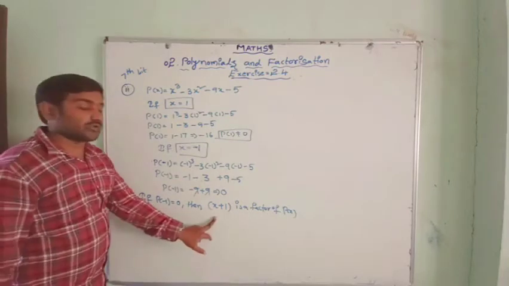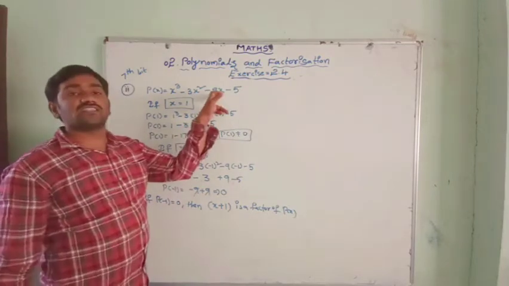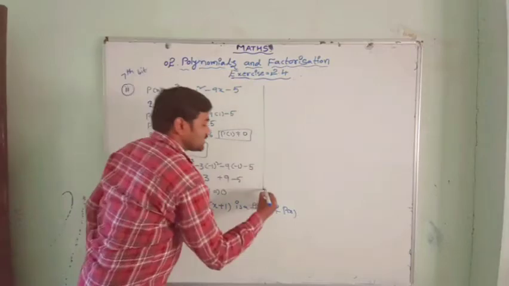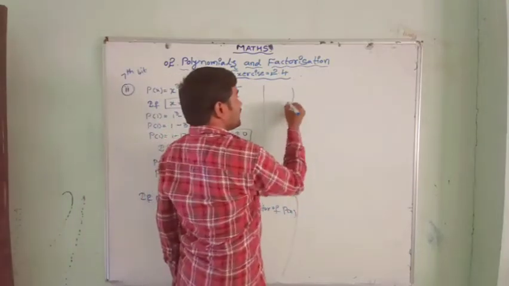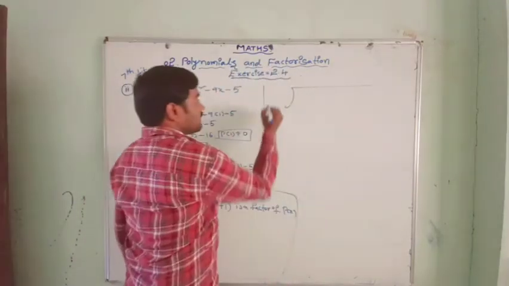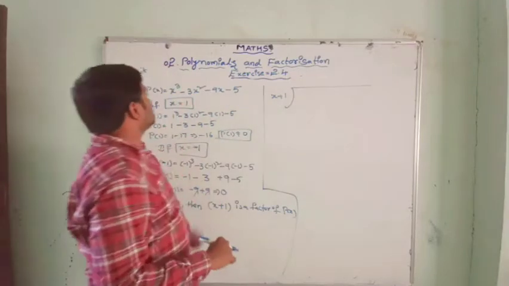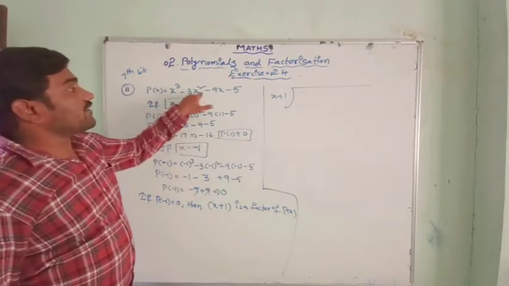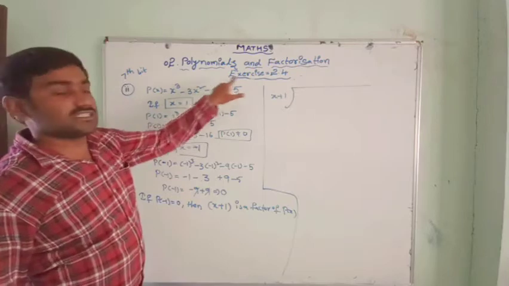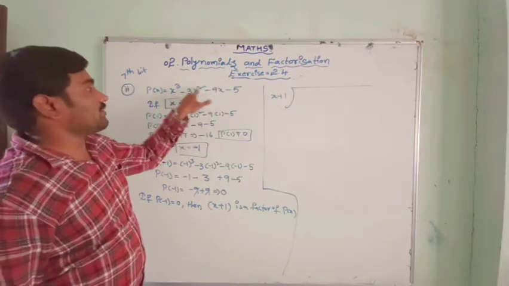So one of the factors we got now. With this factor we are going to divide this given polynomial. So as it is, let us divide here by x plus 1. And let us see, the given polynomial has the powers in descending order: 3, 2, 1, 0.